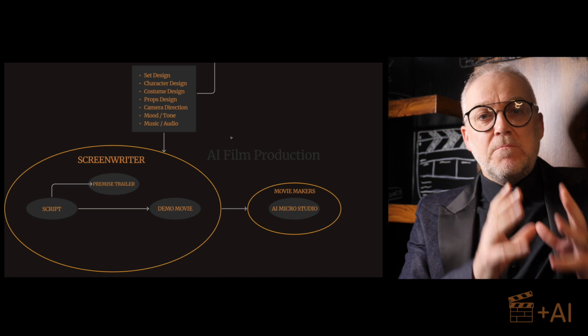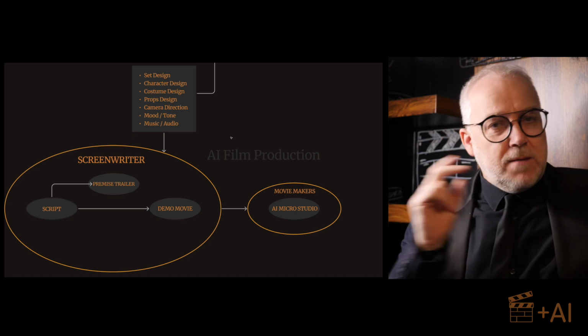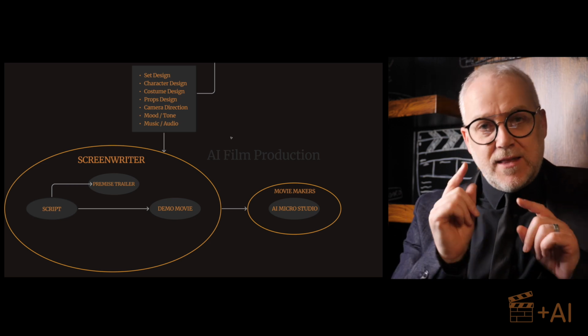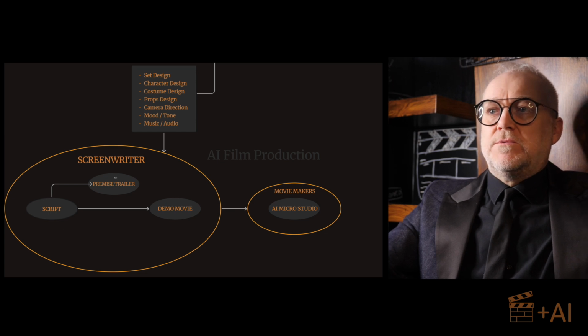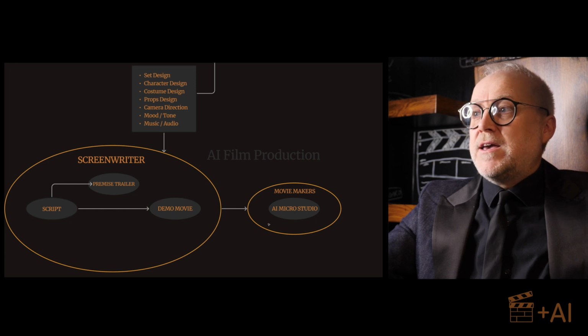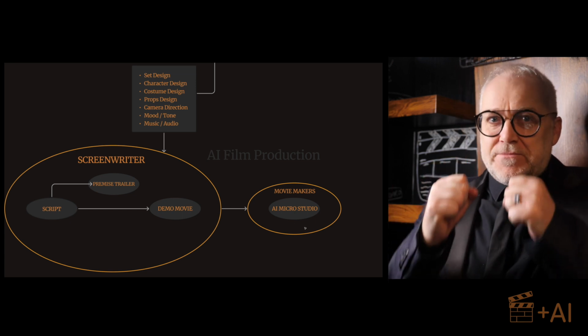If those decisions have been made and one creator has made them, then they can make that movie much, much quicker and much cheaper, and everybody can start making money quicker. That's the goal, by the way. So this scenario here, where the script and the premise trailer and the demo movie is my responsibility, and eventually all that goes to an AI micro studio, a team of 9 people. That's what this is about.